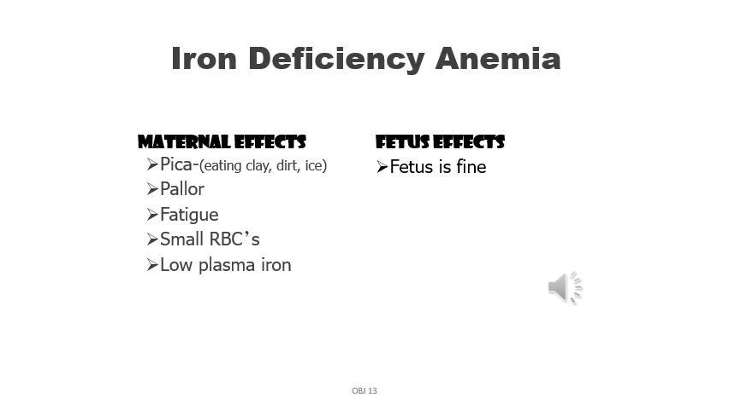So iron deficiency anemia. The maternal effects, you'll see pica. This is when your pregnant woman has the desire to eat things like clay, dirt, ice, things that normally people don't eat. She may be pale, fatigued, have small red blood cells, and have a low plasma iron. There's usually fetal effects. Usually the fetus is fine and has no long-term effects.